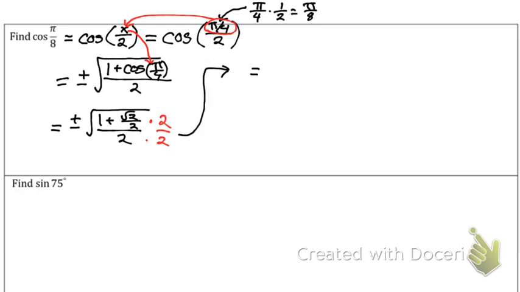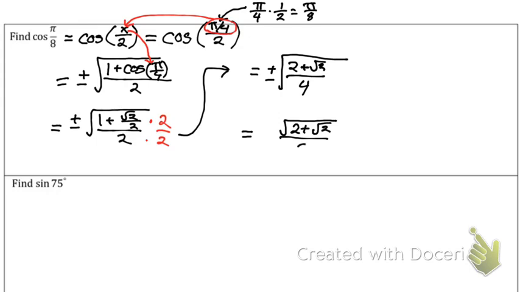So that's going to equal plus or minus the square root of 2 plus square root of 2 all over 4, which simplifies down to merely the square root of 2 plus square root of 2 all over the square root of 4, which is 2. That was the easy way. Is it plus or minus? Which one? I don't know. That's what we have to decide.